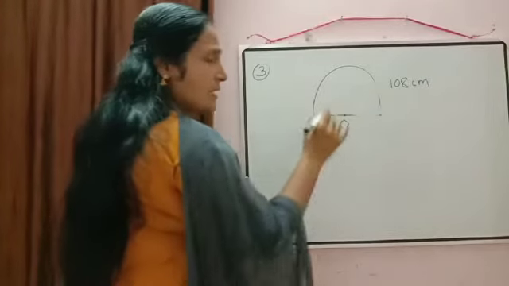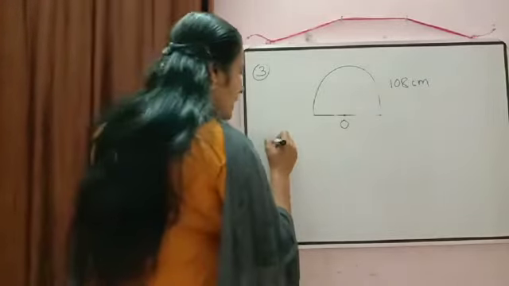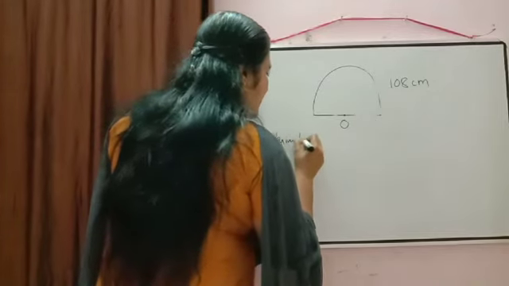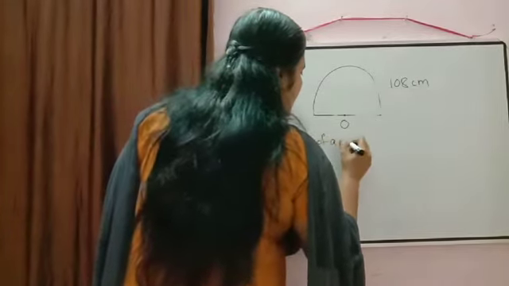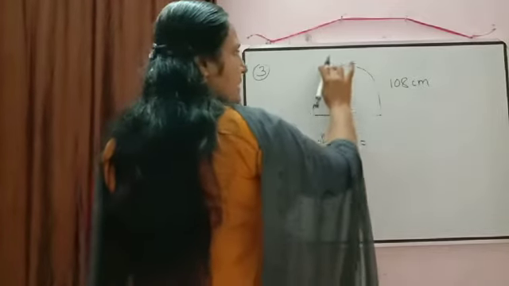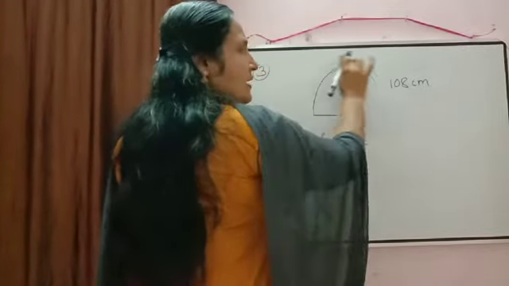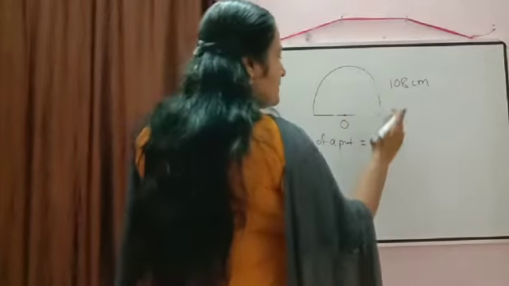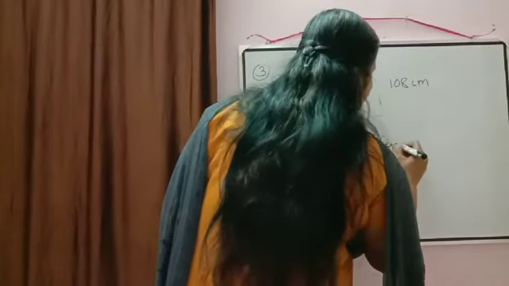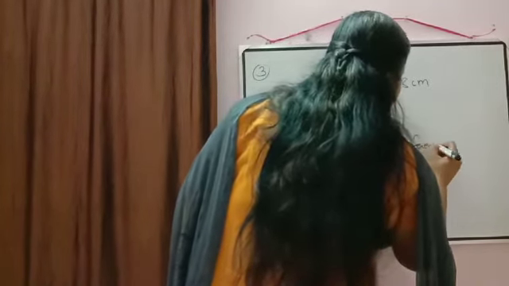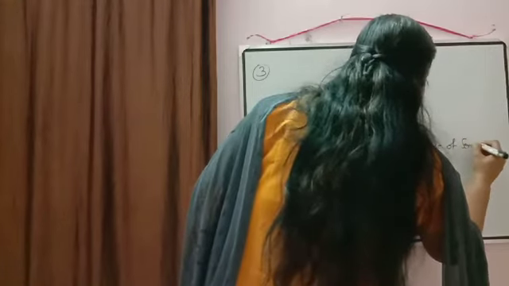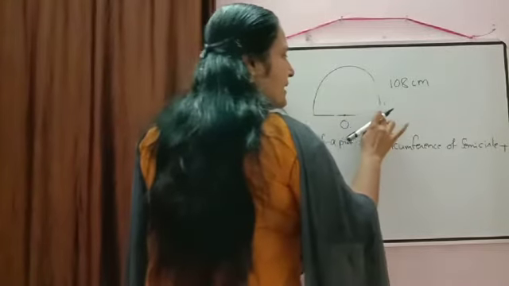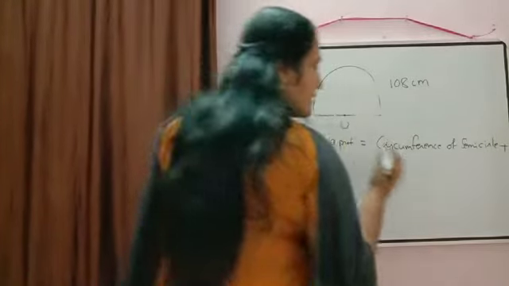Whenever you are writing the perimeter of a protractor, how will it come? The perimeter of a protractor will be equal to first this length, correct? The outer boundary of any figure is called its perimeter. So first this length will come, which is equal to the circumference of the semicircle, plus what will be this length? Yes, this length is the diameter of the semicircle. So it will be plus the diameter.